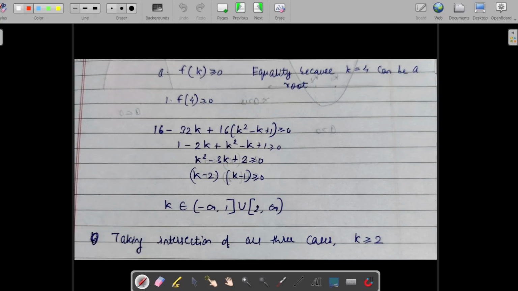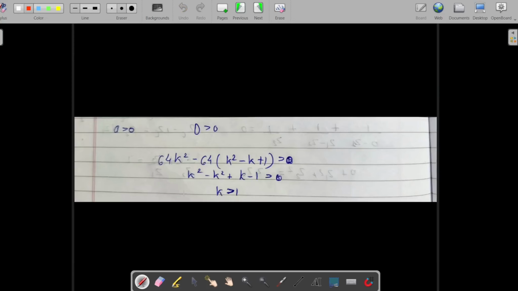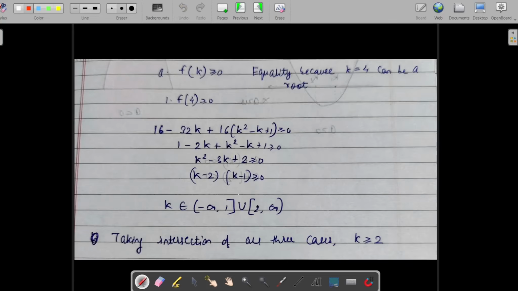So k should belong to minus infinity to 1 union 2 to infinity. And from this one as well as this one, k should be greater than 1. So finally, taking intersection, we have k greater than or equal to 2. So the least value, or the answer we required, was 2.